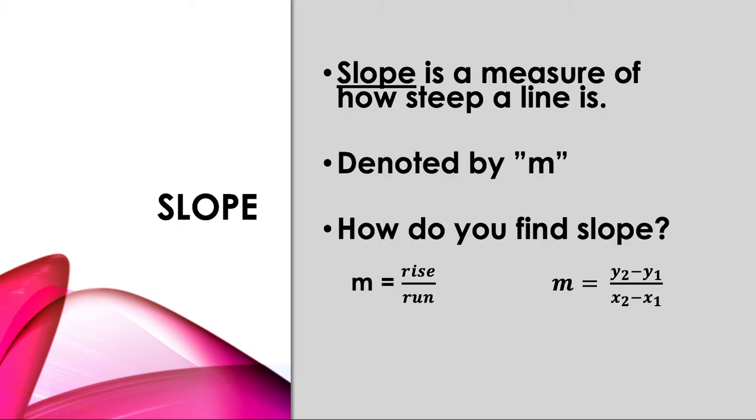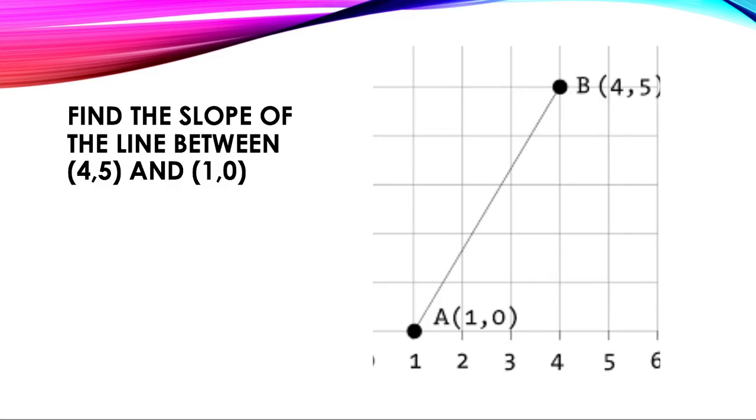We can use the formula M is equal to rise over run if we are looking at a graph, or we can use the formula M is equal to y2 minus y1 over x2 minus x1, and this formula is typically used if we are given 2 points. So we'll go ahead and take a look at a couple of examples. Our first example says to find the slope of the line between the point (1, 0) and the point (4, 5). Now what I want to do is show you both formulas for finding this slope, so depending on the situation you'll be able to use whichever one fits best.